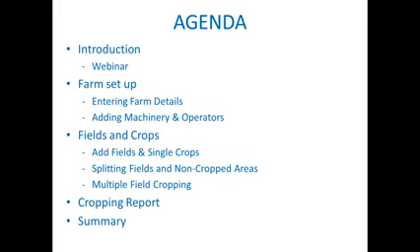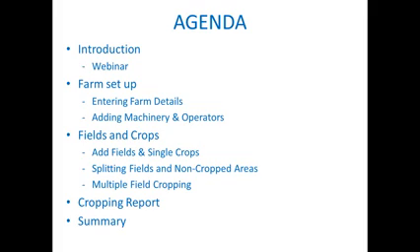So first of all, how to add fields and then to add single crops to these fields. Then we'll look at fields with more than one crop and how this works in CropWalker. So that could be having two crops in one field or having a margin strip around the edge of one of your fields. Then I'll show you a time-saving way of adding one crop to several different fields. This is done using the multiple field cropping option in CropWalker.